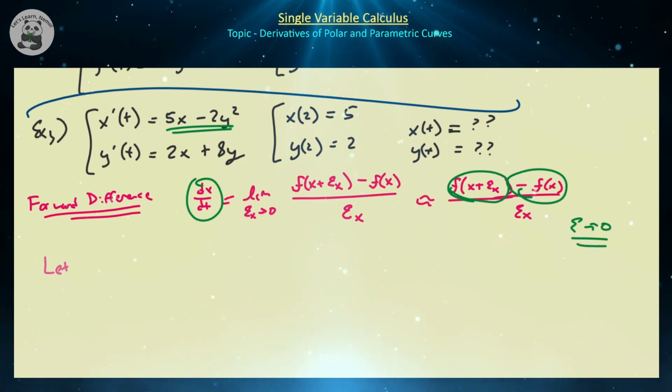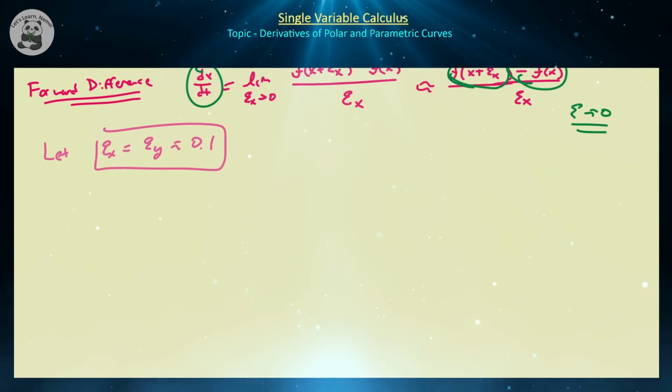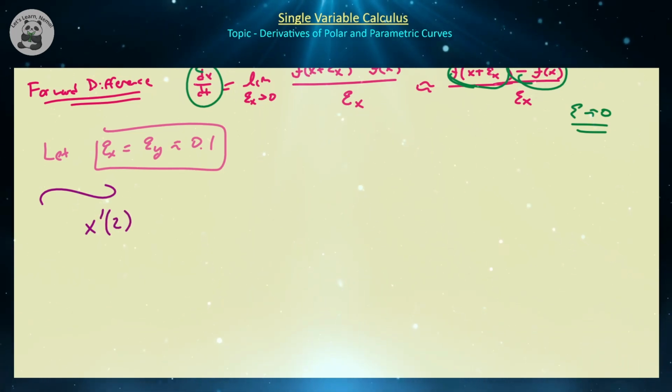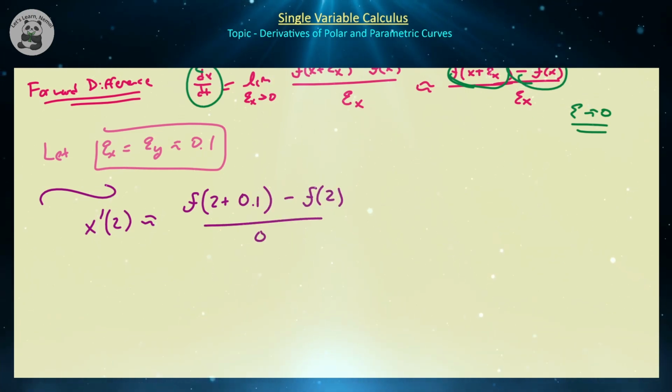So let's assume we let epsilon x and epsilon y both be equal to 0.1, and if you have a computer, you can always make this a little bit smaller to get better approximations. So what is x of 2.1 equal to? We know that x prime of 2 will be approximately equal to f of x of 2 plus our epsilon of 0.1 minus f of 2, all over 0.1. This is what we know.